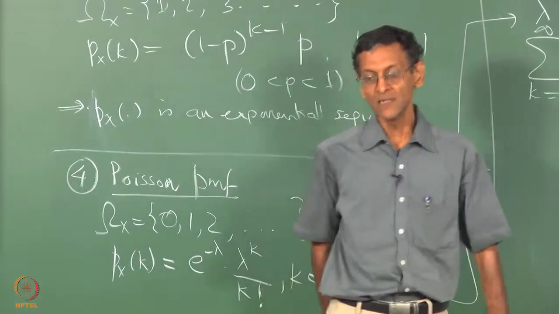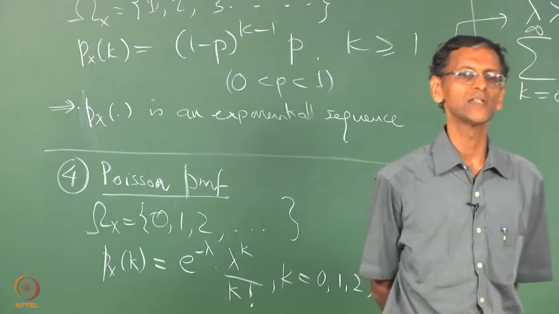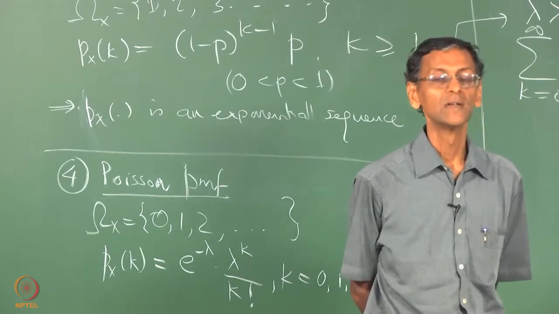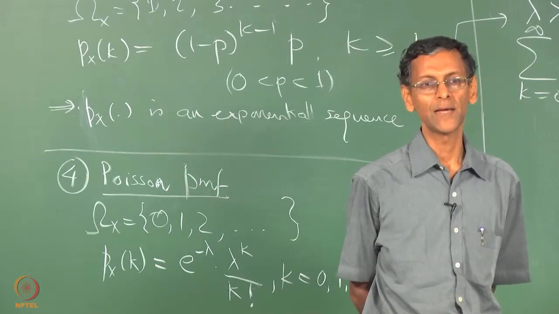The important thing is the shape of this PMF. That will tell you exactly where the probabilities are concentrated. Where are they concentrated for small lambda and for large lambda?